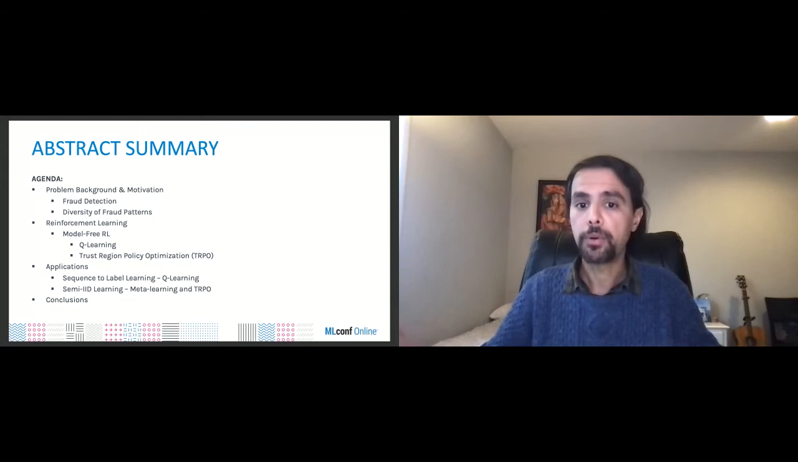And it is also a diverse and temporally evolving ecosystem of fraud patterns, because fraud patterns evolve significantly across different geographies.